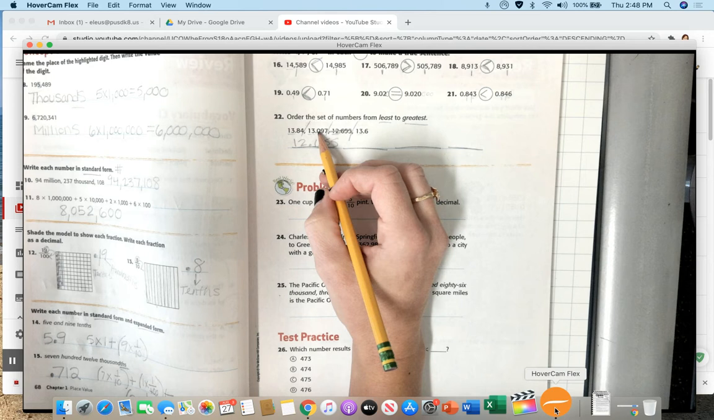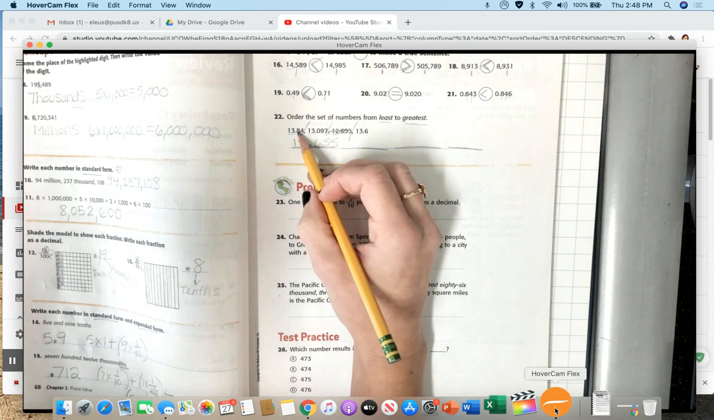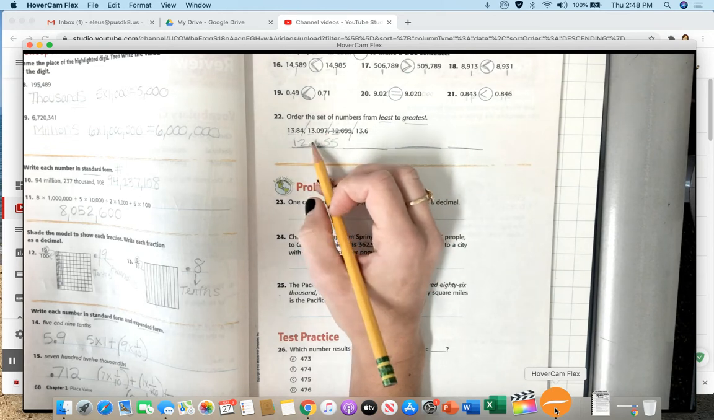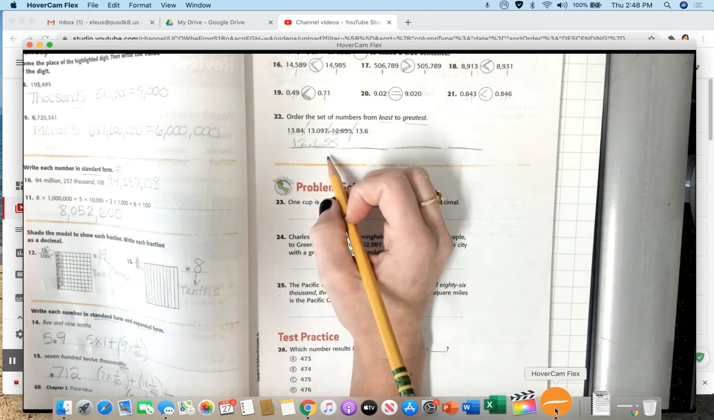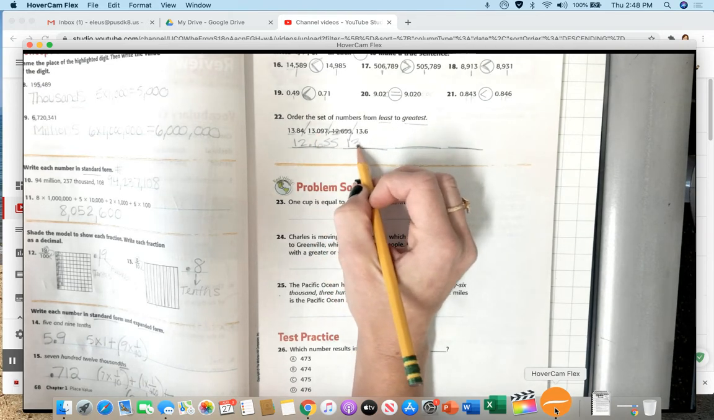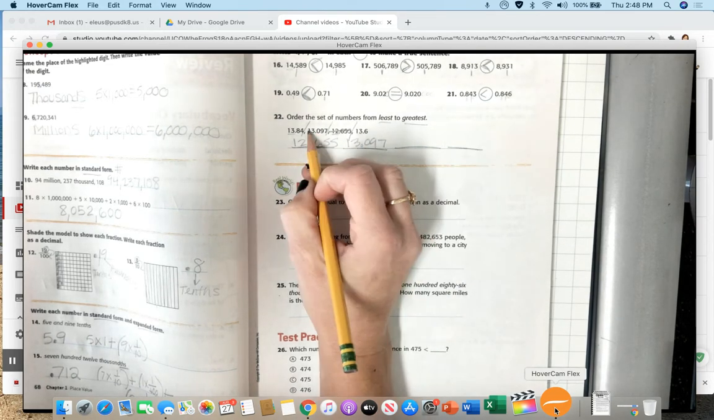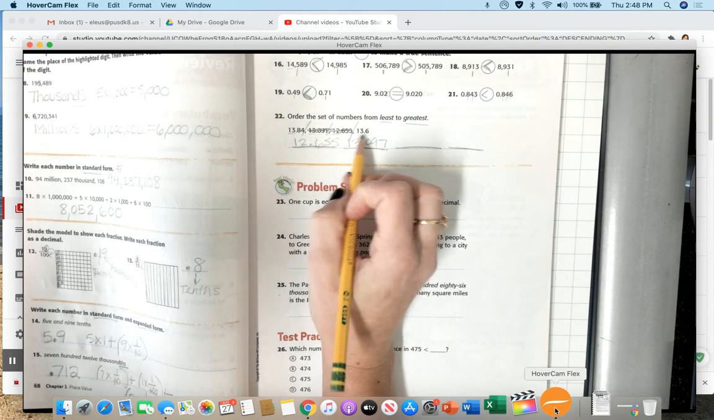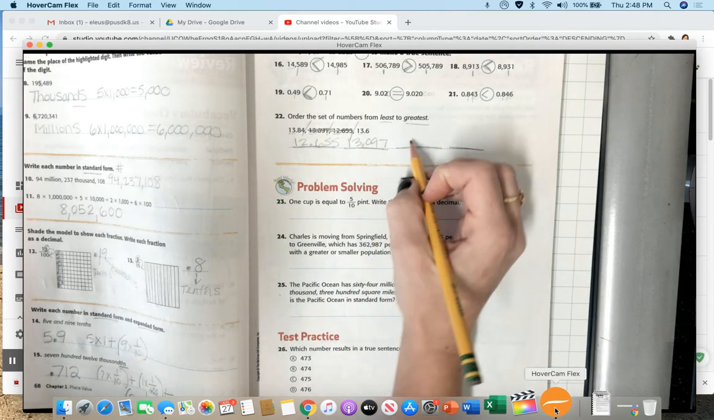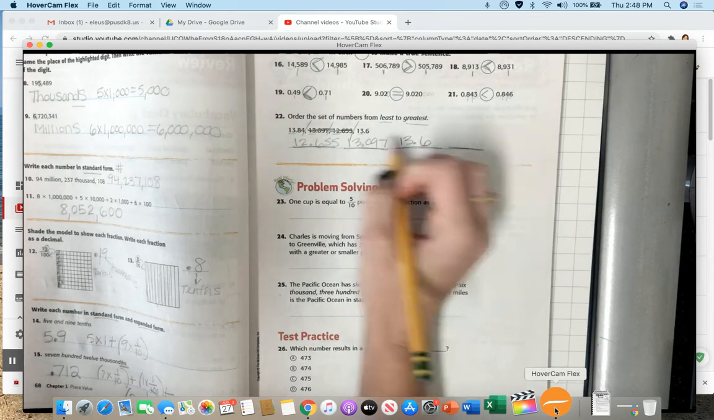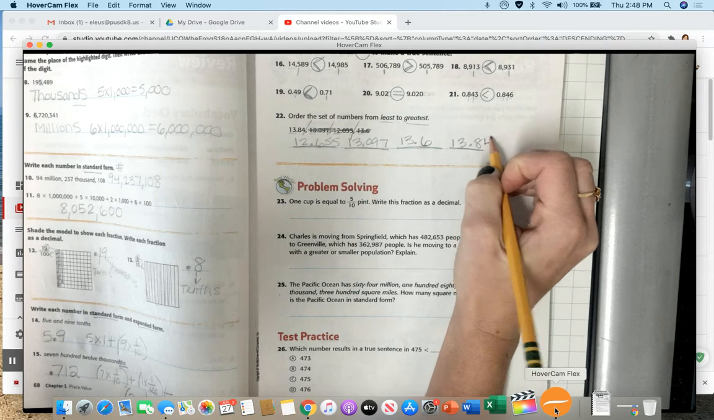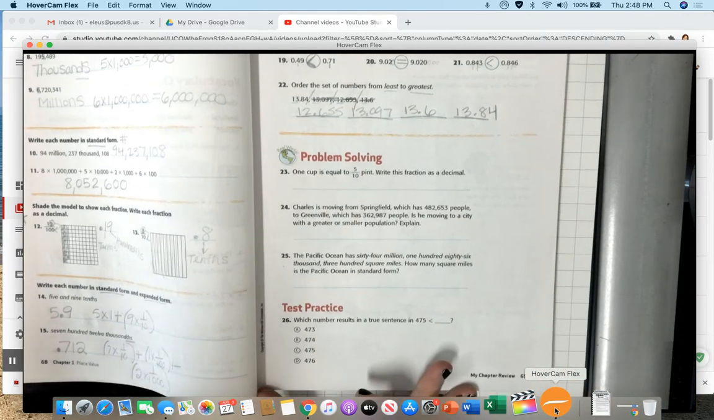13.0, 13.8, 13.6. All 3 of these have a different number sitting in the tenths spot. What's the smallest? The 13.0. So that goes next. And then which one is smallest that's left? 13.8 or 13.6? 13.6 is smaller, so that goes next, which means this is my biggest number, 13.84. So it's really a process of elimination. All right, let's go ahead and do the bottom.